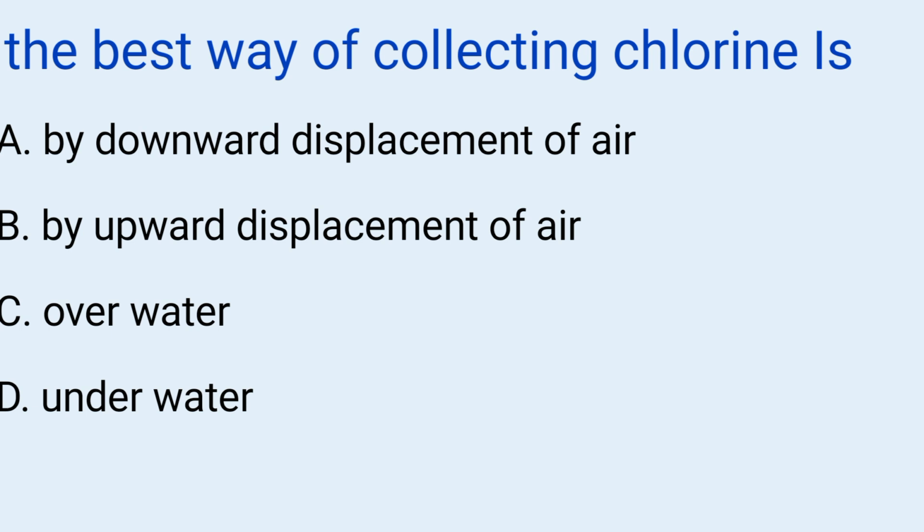So first question, the best way of collecting chlorine is A. By downward displacement of air. B. By upward displacement of air. C. Over water. D. Underwater. The correct answer is option B, by upward displacement of air. Chlorine can be collected by downward delivery, which is the same as upward displacement of air.